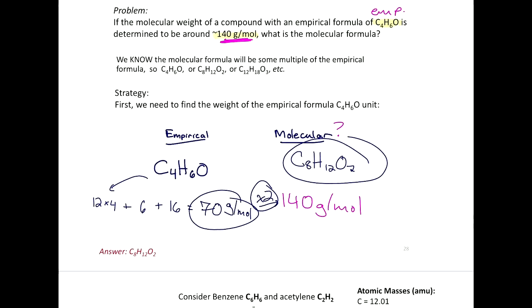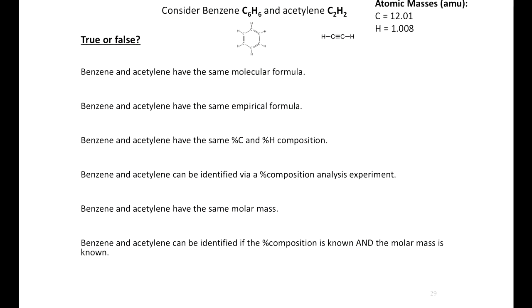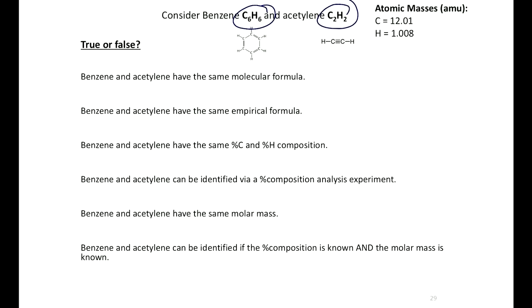From percent composition, you can never go to molecular formula directly. You can only get empirical. The additional piece of information you need is the full molecule's molar mass. So let's see if you got it. Consider these two things: benzene and acetylene. It's C6H6 and acetylene, C2H2. True or false?